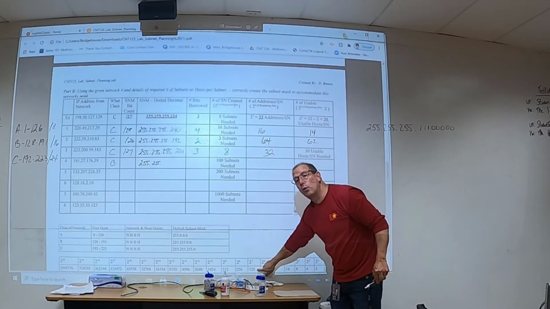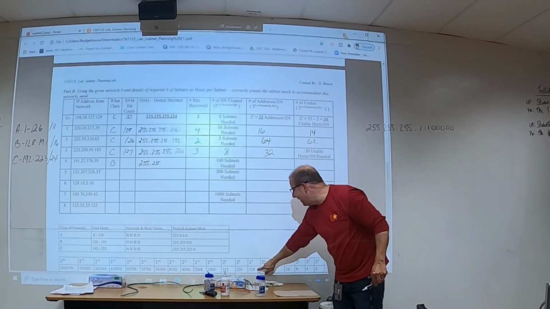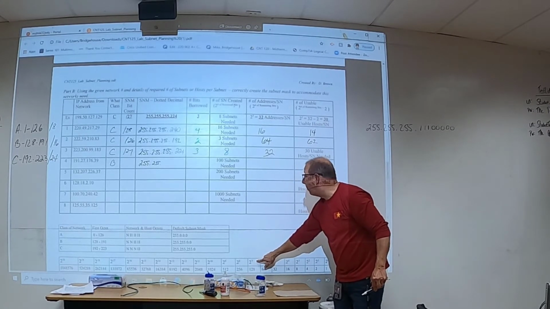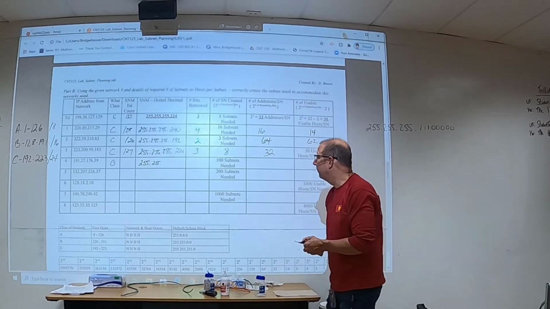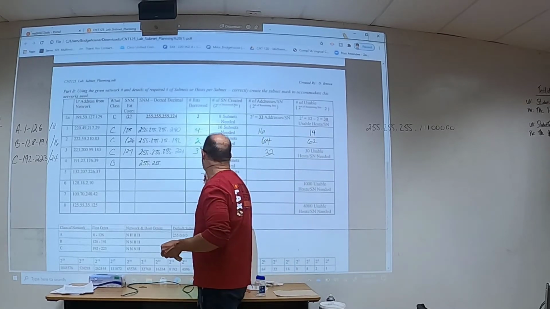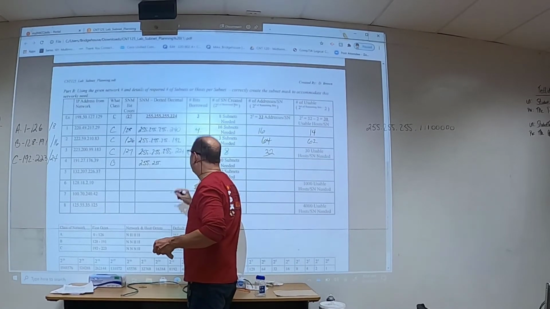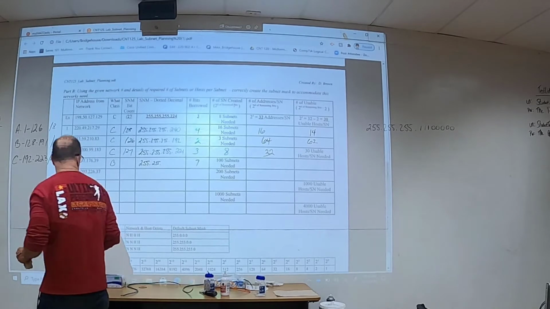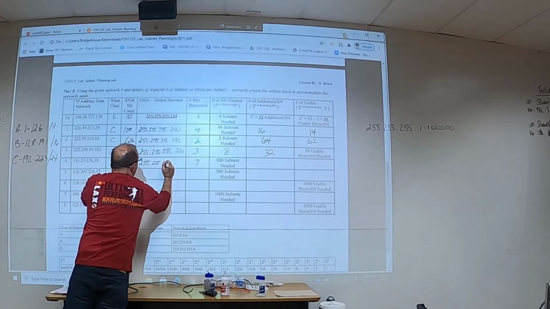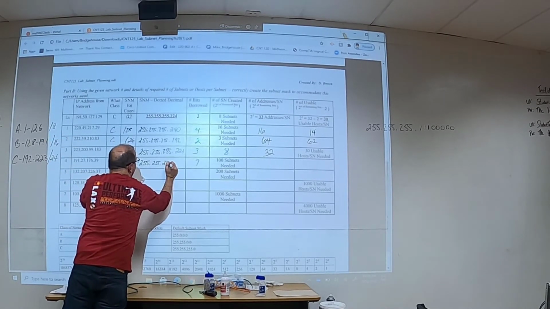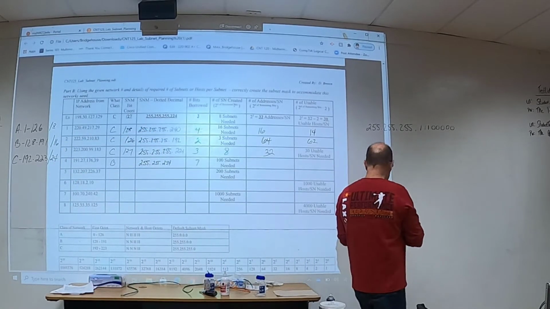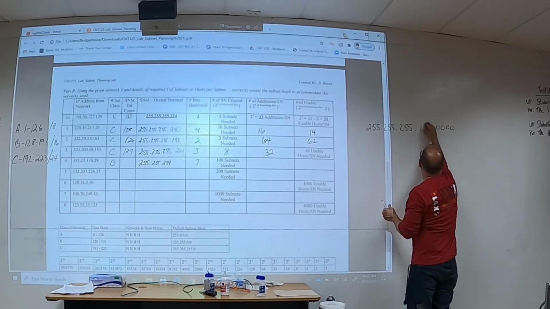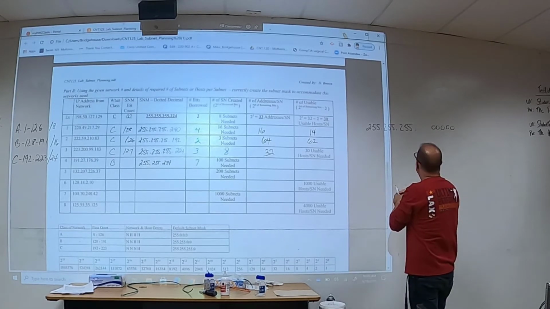So we're going to have to go with the 128, which means to get 100 networks, I'm going to have to borrow 7 bits. That's 2 to the 7th. So I'm going to need to borrow 7 bits, which makes my subnet mask 255.255.254, okay? This one's going to be a Class B.